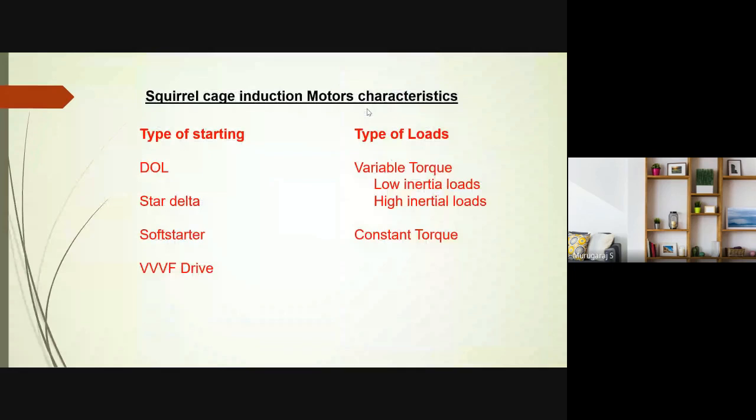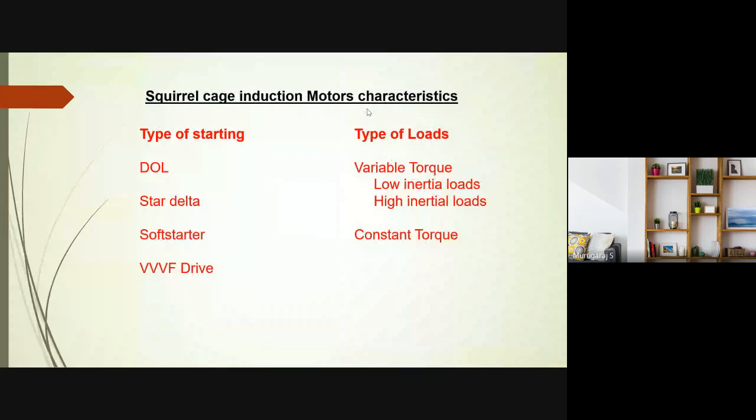I want to give a little bit of information on squirrel cage induction motors, and how they have protection schemes. I would like to explain it to you. For squirrel cage induction motors, the methods of starting are DOL, star delta, soft starter, and VFD drive.